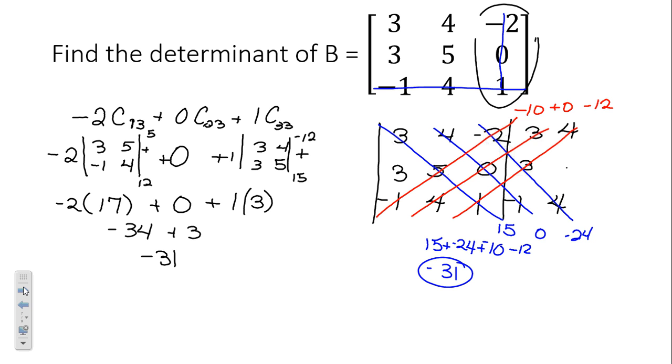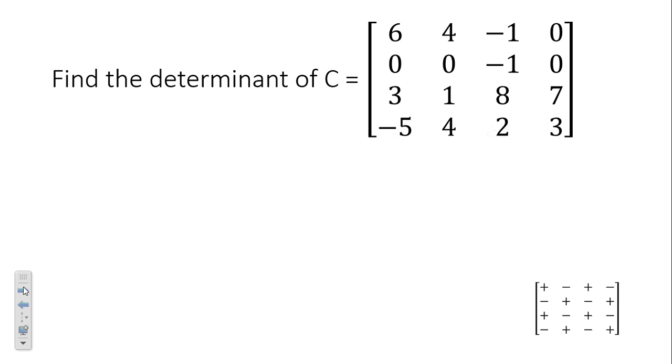All right, so here comes our 4 by 4. The top row is 6, 4, -1, and 0. Second row is 0, 0, -1, 0. Third row, 3, 1, 8, 7. And fourth row, -5, 4, 2, 3.